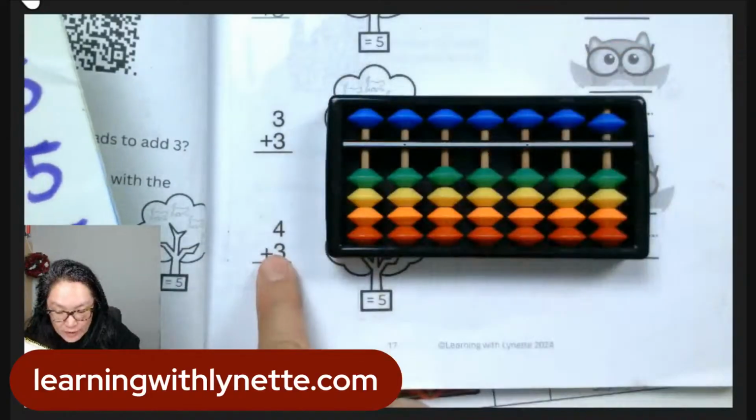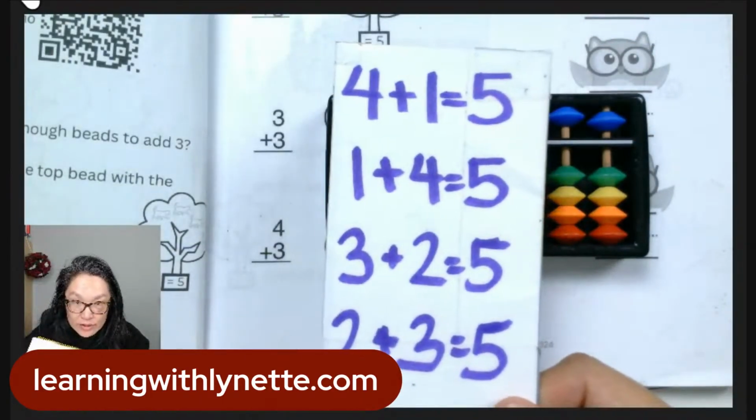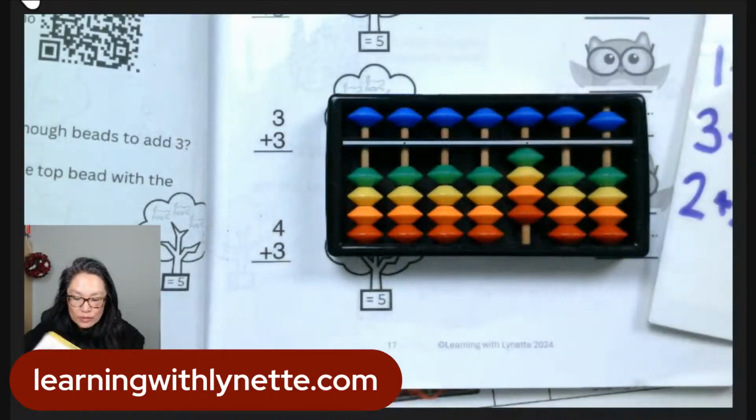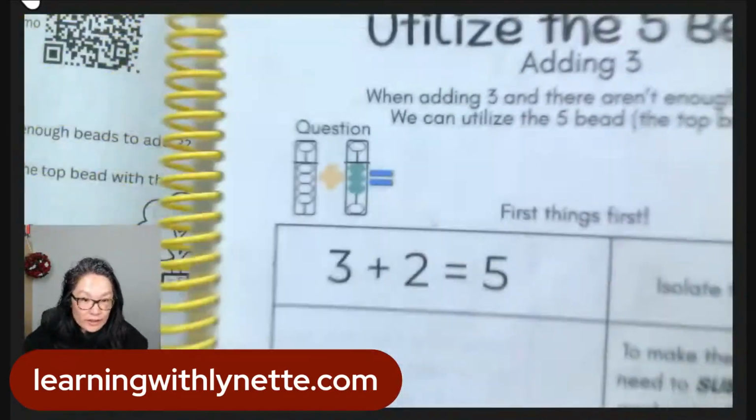So when we look, we have 4. We have 4 and we want to add the 3. To add the 3, what do we do? What do you think we do when we add the 3? We have our concept. Looks very familiar.